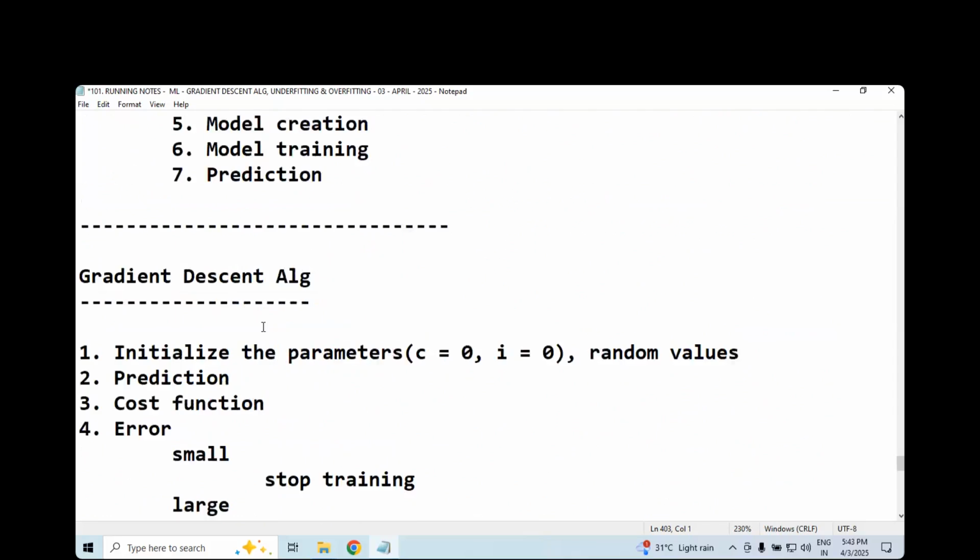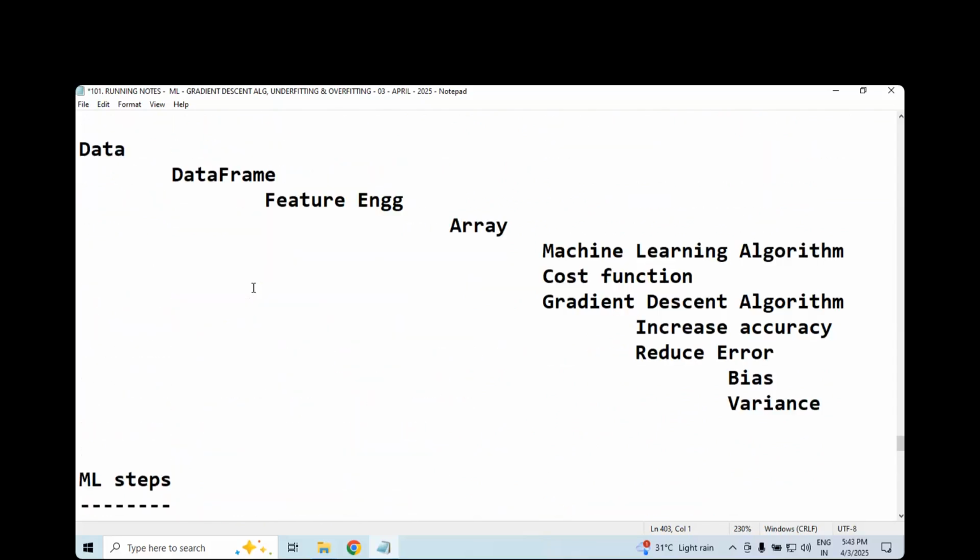Let me continue. The currently running topic name is called the gradient descent algorithm. What is the topic name? When it comes to gradient descent algorithm, make a note on this. The point will be: machine learning algorithm, cost function, and gradient descent algorithm work together. The main motto of these three will be to increase accuracy and reduce error.